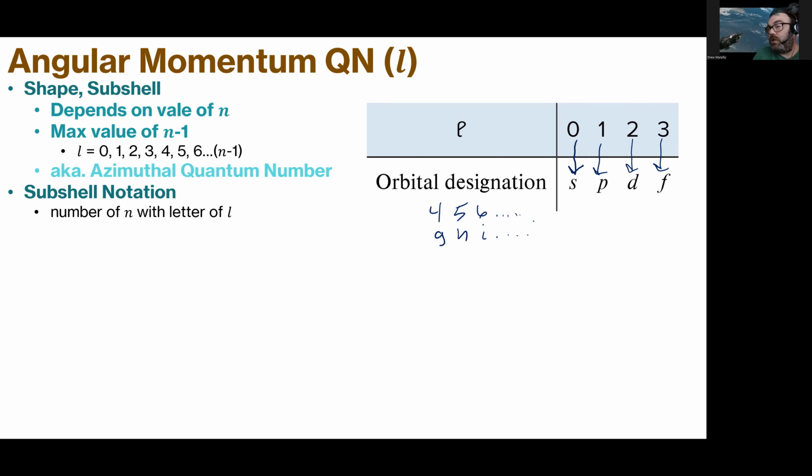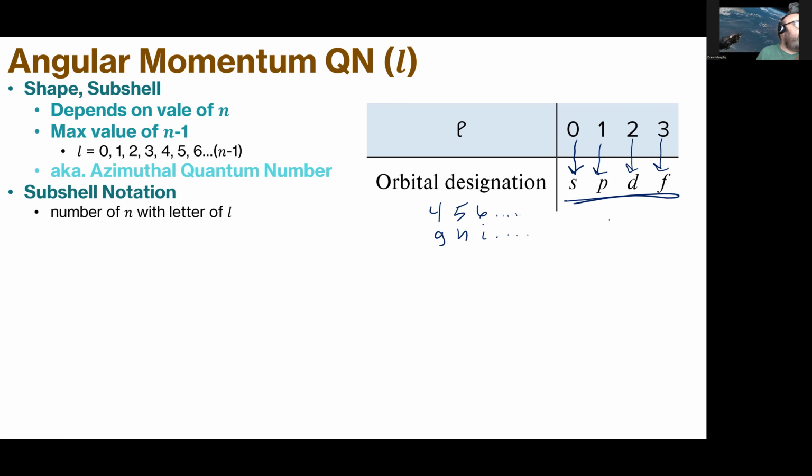I'll give you a spoiler for later. We don't have anything bigger than F right now. If you're curious why these letters are like this, these are named after what the data look like when they're looking at these things. And so they call these sharp, principal, diffuse, and fundamental, which is where SPDF comes from. Beyond F, they just go alphabetical order. So G, H, I, J, K, blah, blah, blah.